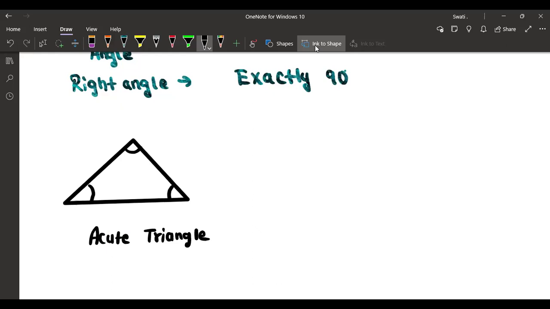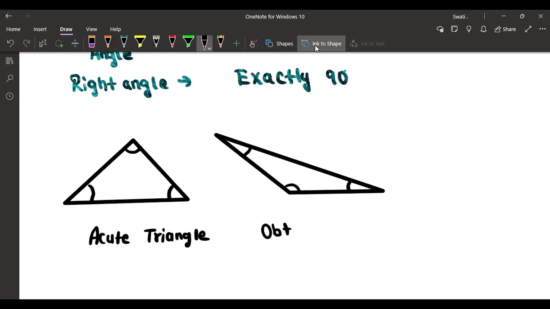Next, obtuse angle triangle will look something like this. See, here you can notice that this angle is obtuse, whereas this angle and this angle, they are acute. Such triangle is called obtuse angle triangle. This angle is obtuse and the other two are acute. So this is obtuse angle triangle. Are you understanding?